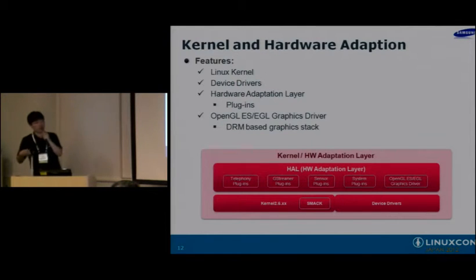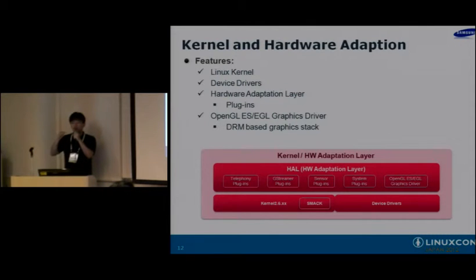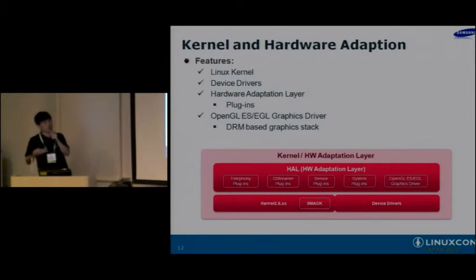I will get into a little bit more detail of each core layer of services. There is a kernel and hardware adaptation layer. So there is Linux kernel, of course, and it includes basically SMAC, and there are device drivers to boot up your device. And the hardware abstraction layer follows the plugin-based architecture. So a vendor or manufacturer can keep their modules or engines proprietary with that plugin.